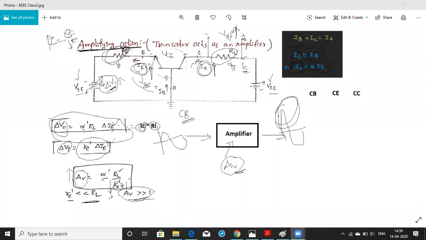Okay, clear, right? In yesterday's session, we discussed this concept: how we got a voltage gain, how the output voltage is so much higher compared to the change in the input voltage, and how we get high intensity of sound if we take the example of a speaker. After completion of this concept, let us discuss the three important configurations.